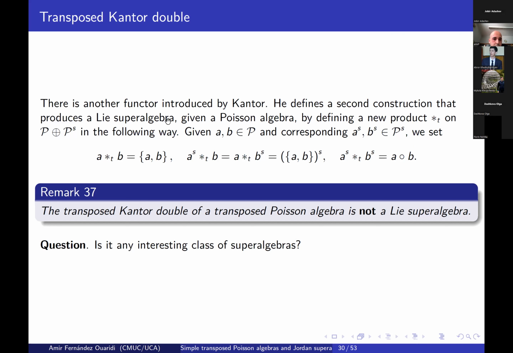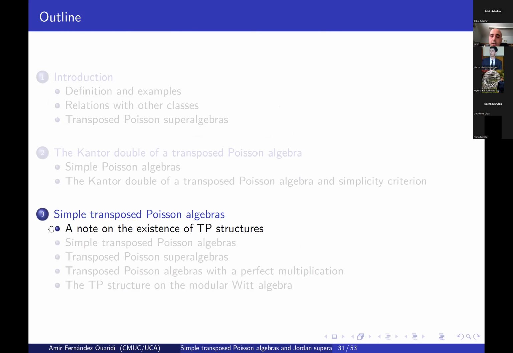So in the case of Poisson algebras, this construction gives a Lie superalgebra. In the case of transposed Poisson algebras, this construction does not give a Lie superalgebra. So is it any interesting class of superalgebras? I don't know. This is another question I leave here.